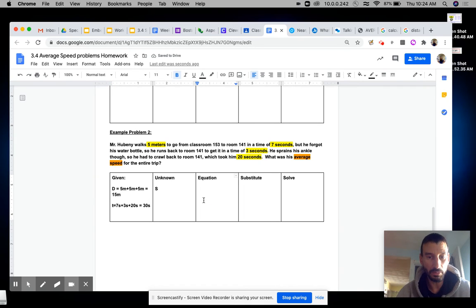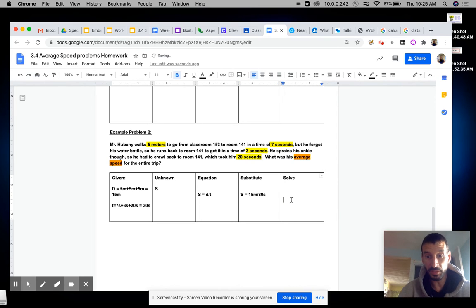So I'm going to use the equation for average speed. It's on your paper. It's in your notes as well. Distance divided by time, distance over time. And just like before, I take my distance, but now I had to add up my total distance. So 15 meters, right? That's what we found over here. And the total time was 30 seconds.